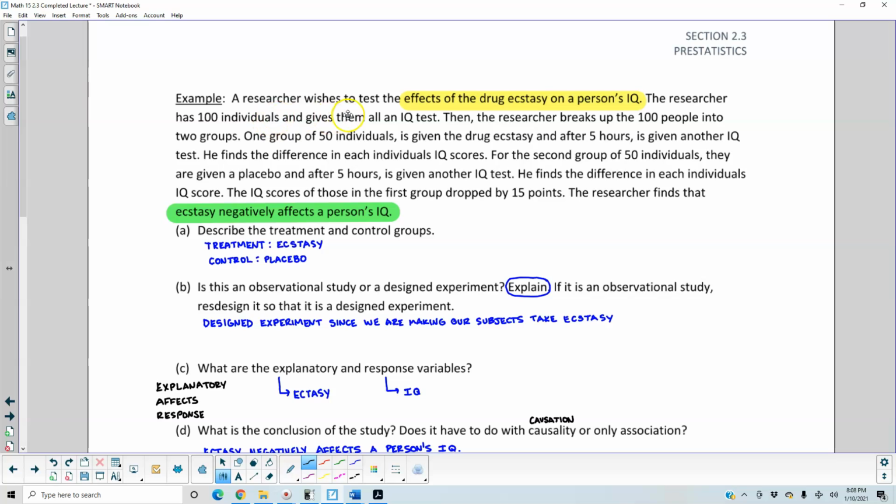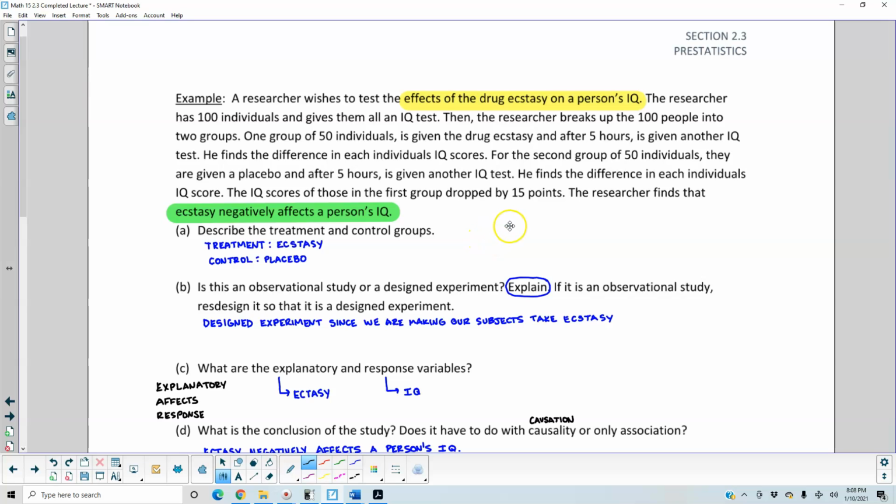Example: a researcher wishes to test the effects of the drug ecstasy on a person's IQ. The researcher has 100 individuals and gives them all an IQ test. Then the researcher breaks up the 100 people into two groups. One group of 50 individuals is given the drug ecstasy, and after 5 hours is given another IQ test. He finds the difference in each individual's IQ scores. For the second group of 50 individuals, they are given a placebo, and after 5 hours is given another IQ test. He finds the difference in each individual's IQ score.